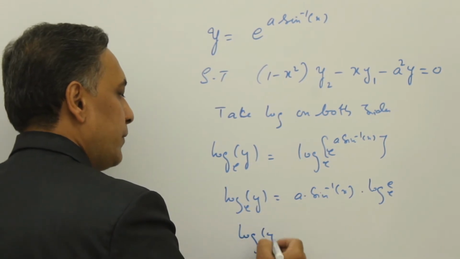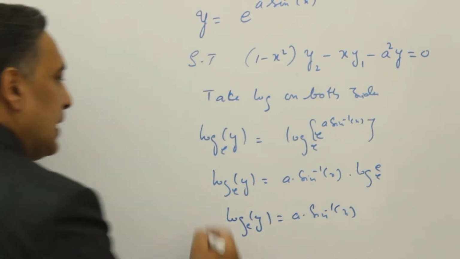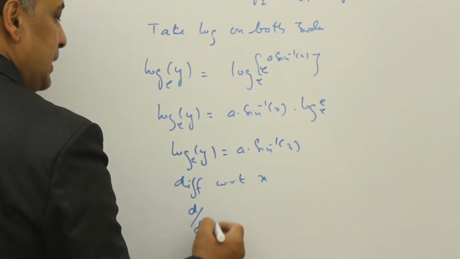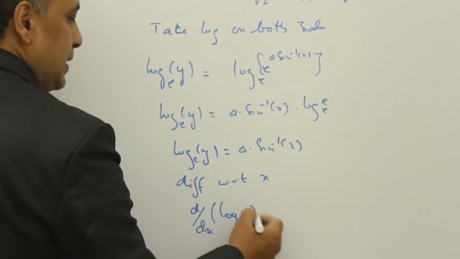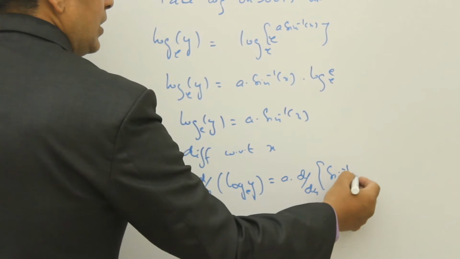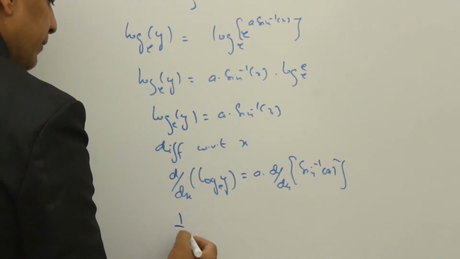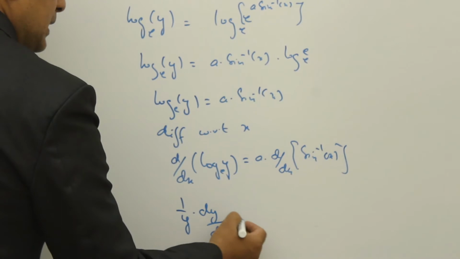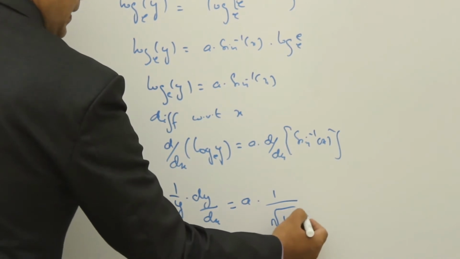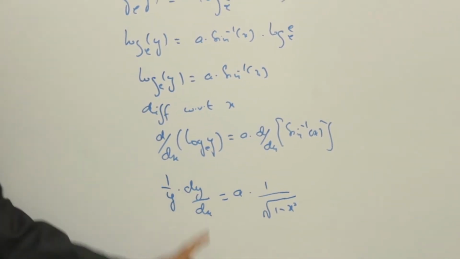That is, log of y to base e equals a into sine inverse x is what we are going to differentiate. So differentiate with respect to x. You'll be getting d by dx of log y to base e equals a into d by dx of sine inverse x. Now d by dx of log x is 1 by x, but here it is going to be changed. So 1 by y into dy by dx equals a into 1 whole divided by root over 1 minus x square, because d by dx of sine inverse x is 1 by root over 1 minus x square. So therefore we got this one.